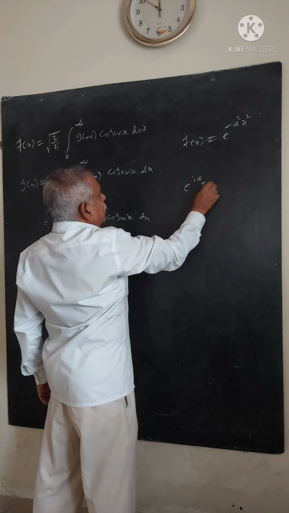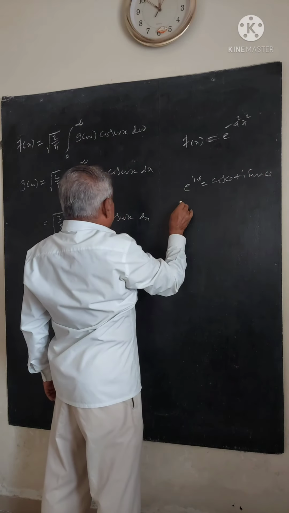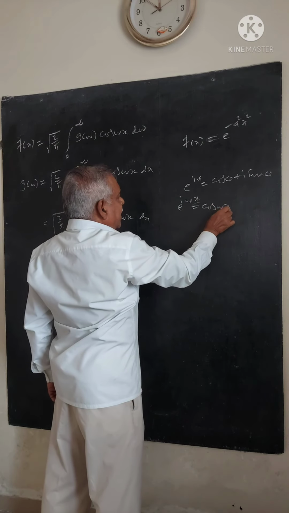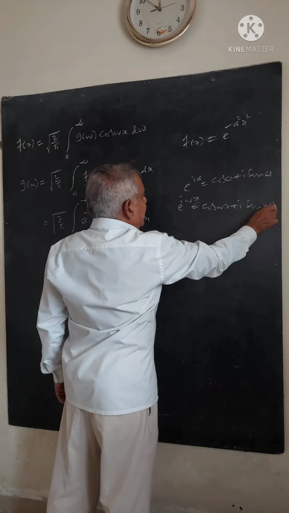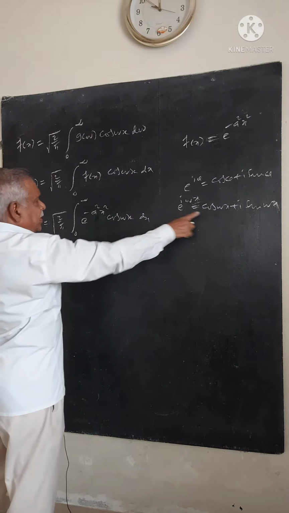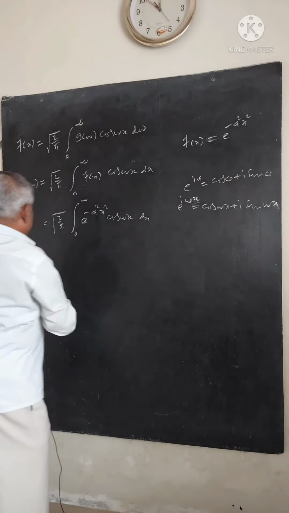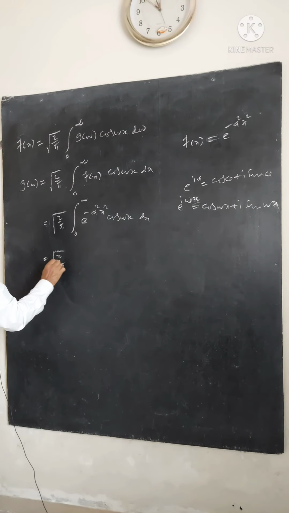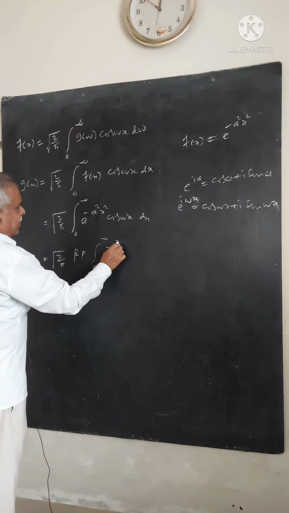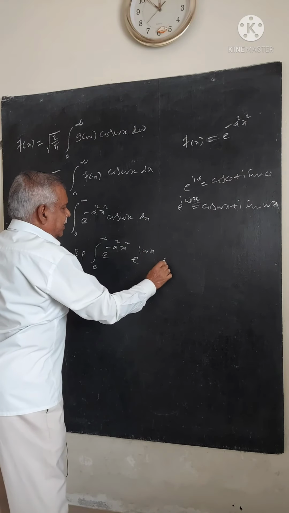We know e power i theta equals cos theta plus i sin theta. So e power i omega x equals cos omega x plus i sin omega x. This is cos omega x, the real part of e power i omega x. Therefore, the transform is root of 2 by pi times the real part of the integral 0 to infinity, e power minus a square x square, e power i omega x dx.